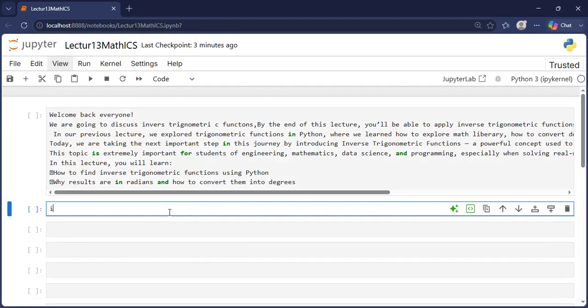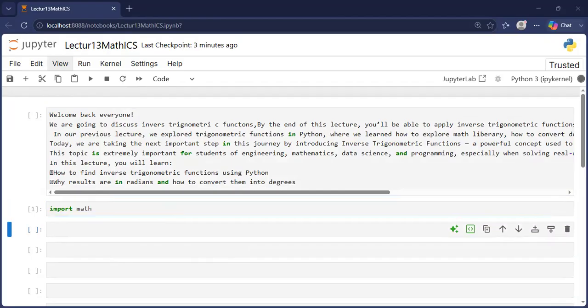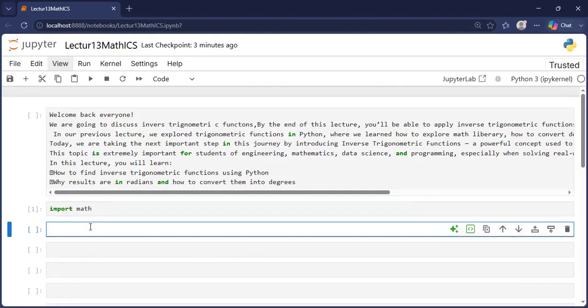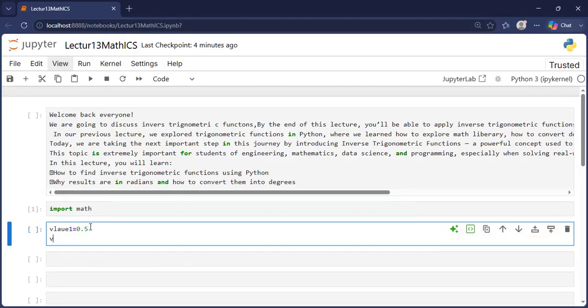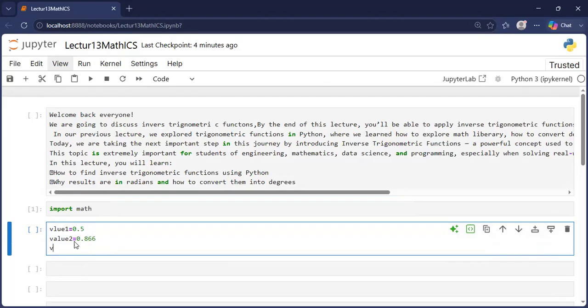Okay, so we will first import the math library. So import math. Next, we are going to use these functions. To use the functions, we will use the dot notation. For example, we are given the values. We have value1 equals, for example, 0.5. Similarly, value2, let me correct the spelling, value2 is equal to 0.866. And then we have a third value, which is equal to 0.577.